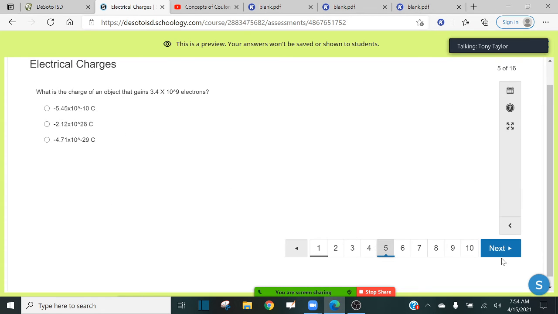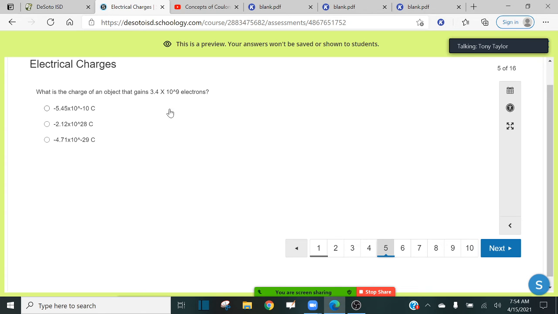Again, I'm just going to do a few of these with you guys. Guys, okay, look at this one right here. I want you guys to know how to do this one. This question says, what is the charge of an object that gains 3.4 times 10 to the 9 electrons?